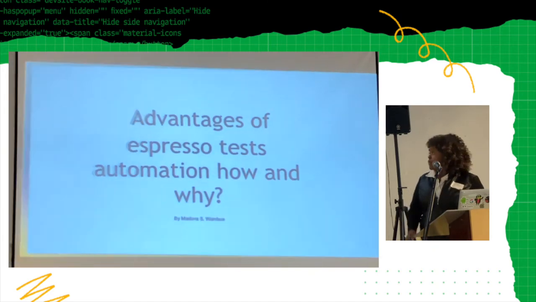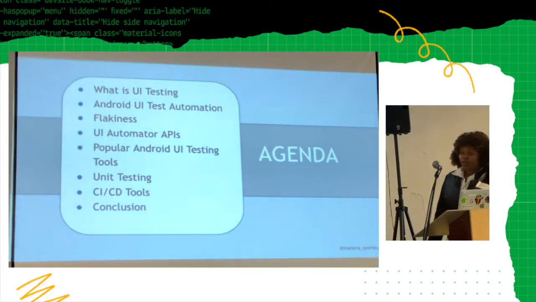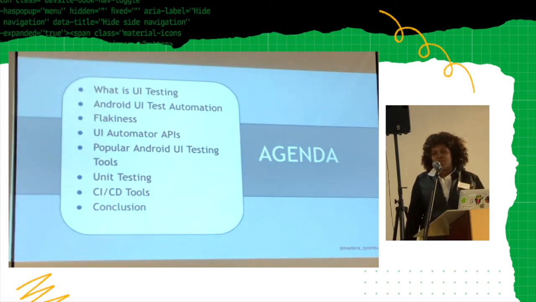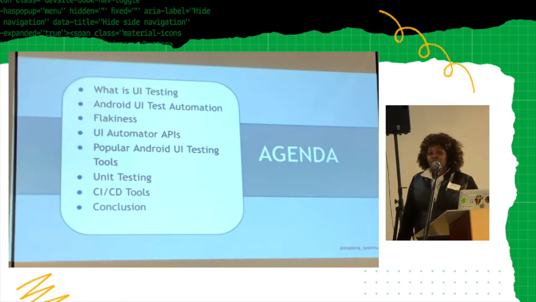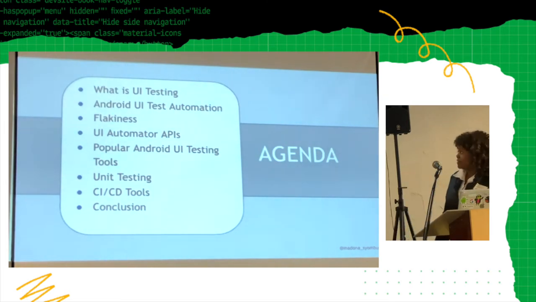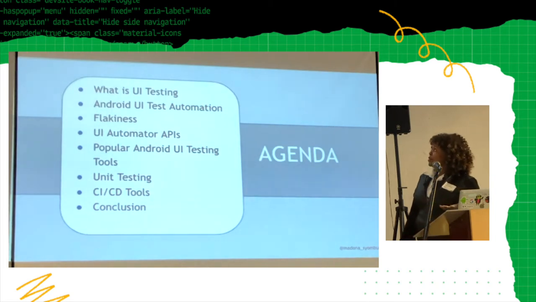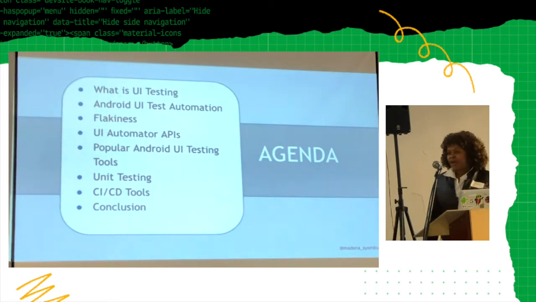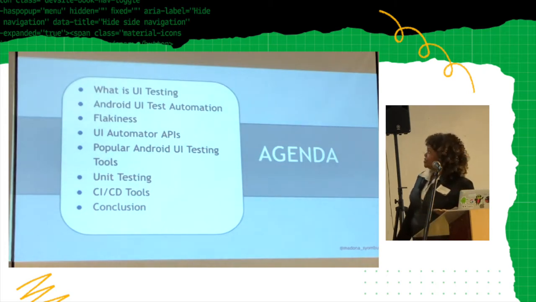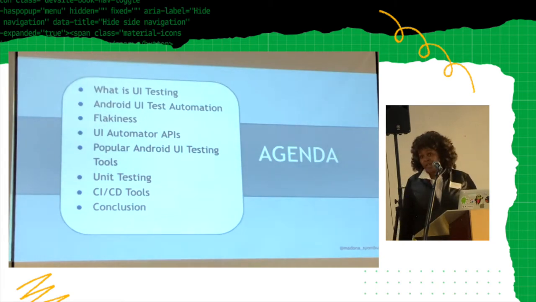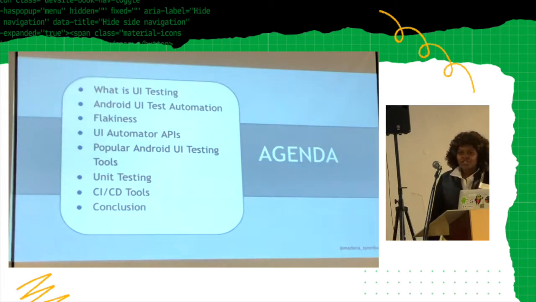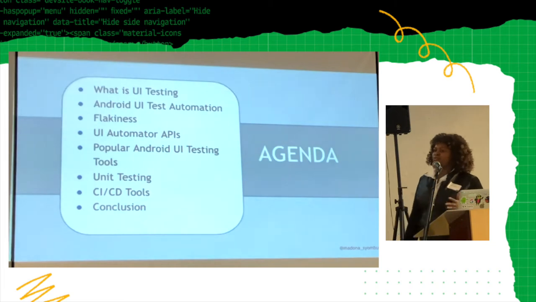And today, we'll just roughly talk about what is UI testing and what is Android UI test automation. Of course, we cannot talk about tests if we don't have any flakiness. So we'll touch a little bit on that, and then I'll share resources on where you can read more, because I feel like that's a very in-depth topic by itself. And then I'll talk about UI Automator APIs, why actually my talk is about automation. We'll look into that. And then I'll talk about popular Android UI testing tools that are out there that you can utilize and use. Just go through the advantages.